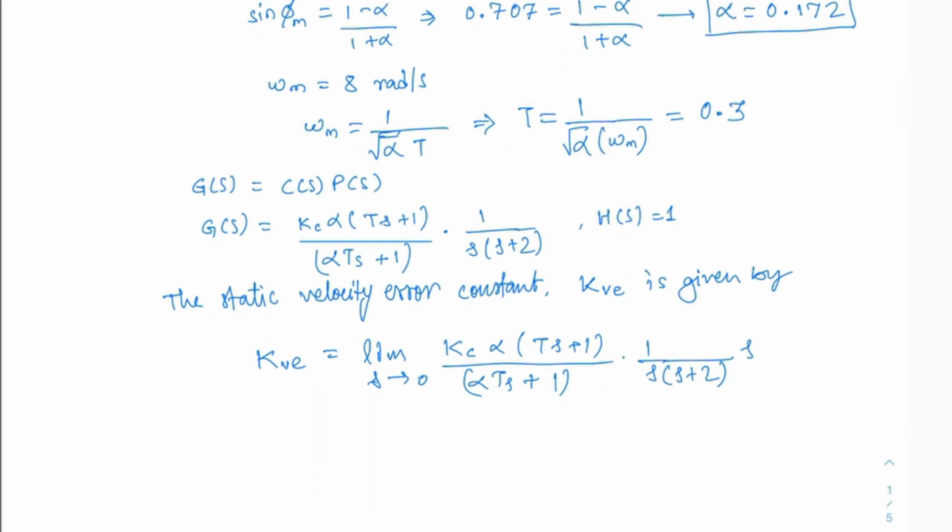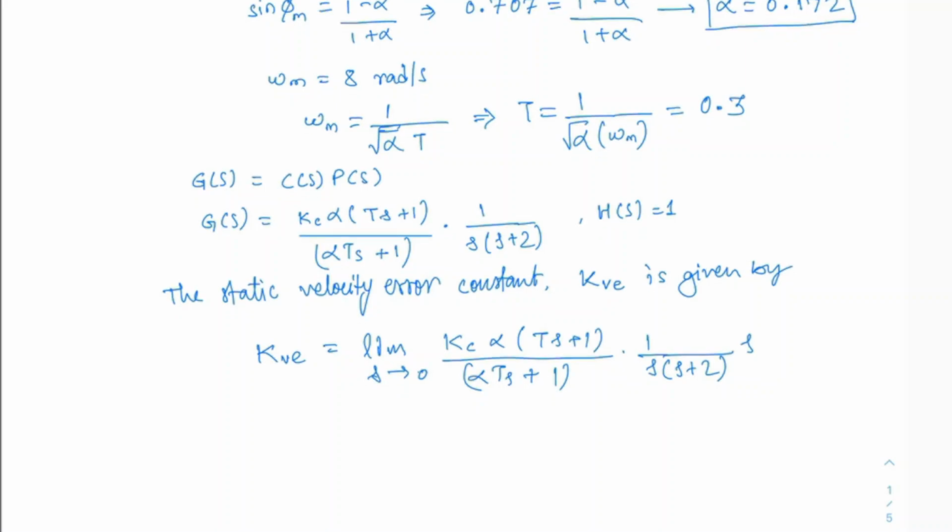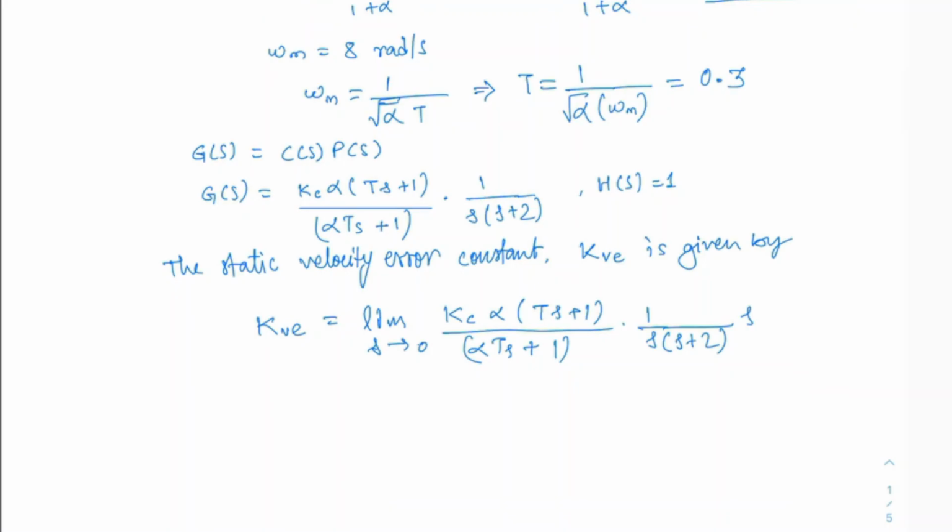Essentially we are applying the final value theorem, sorry, initial value theorem. Just hold on. Yeah, sorry, we are applying the final value theorem, S tends to 0, on the open loop transfer function, that is G of S into P of S into H of S, where H of S is 1. Here we desire it to be 5.